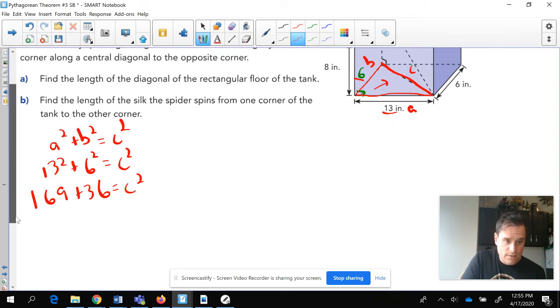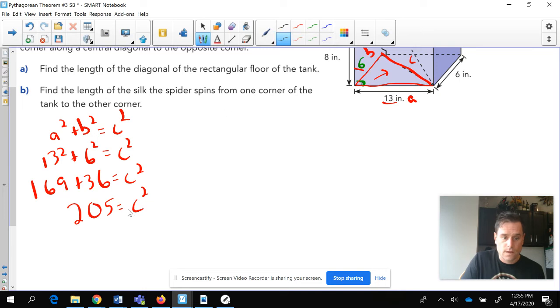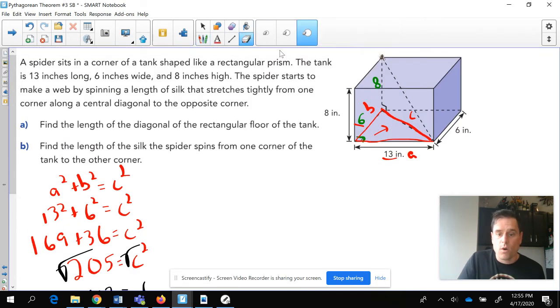We're going to scroll this down and let's solve that. Let's add that together. 169 plus the 36 gives you 205 equals C squared. And then to get rid of that, we're going to do the square root, and we're going to round that to 14.3 inches. So again, what we did here is you have to solve one piece before you solve the other.